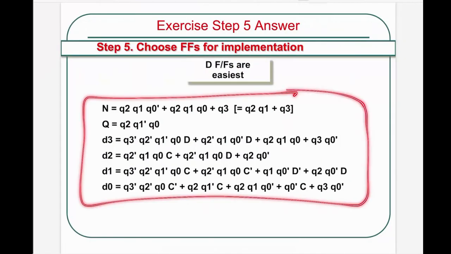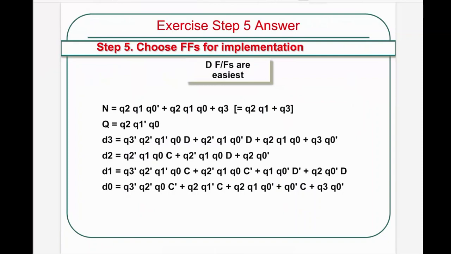these are the results. These are the results for the 6 logic expressions, D0, D1, D2, D3, output for a quarter and nickel. These are the simplest SOP expressions for them. We are using D flip-flops in this case.